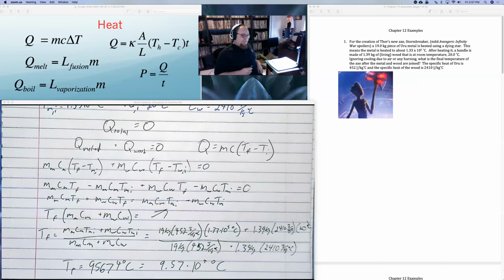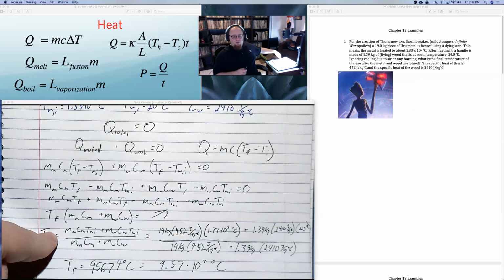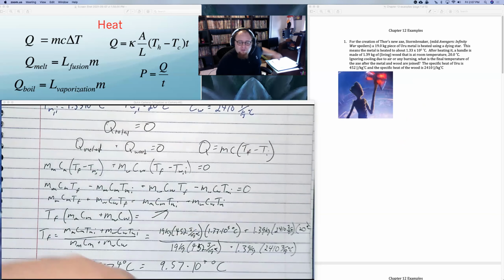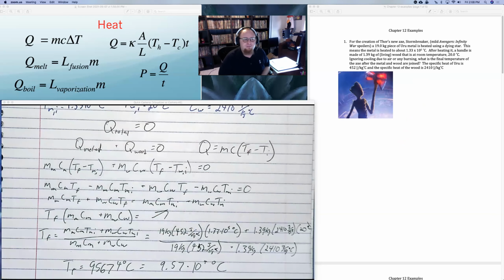I've said before in the exam, if you jump straight to this step and don't show any steps leading up to it, I will not give credit for that. I'll only give credit for the final answer. I do want to see work. The homework has a bunch of these.